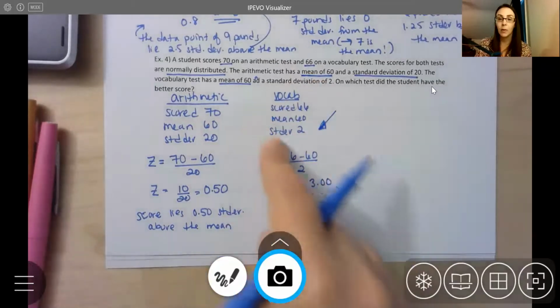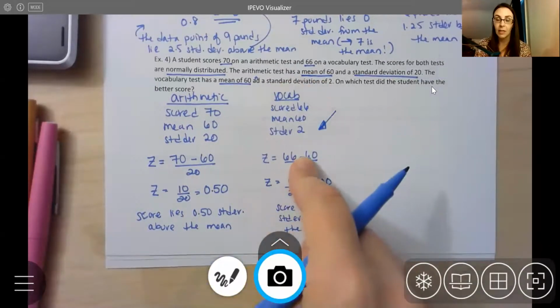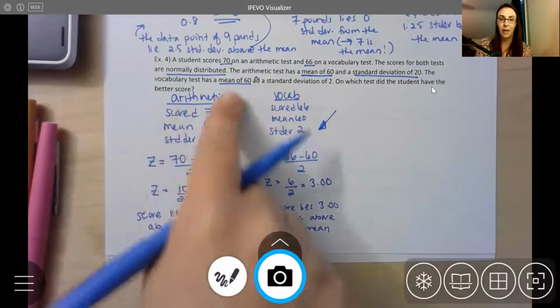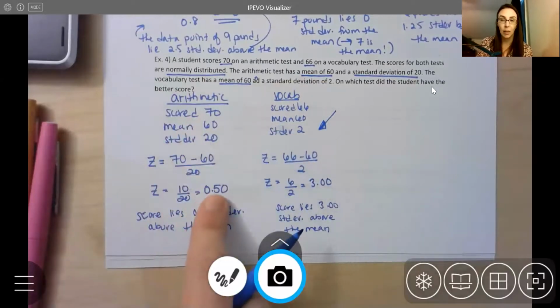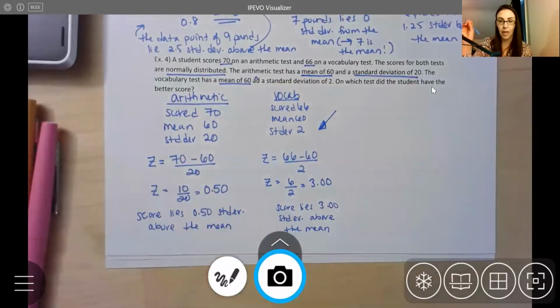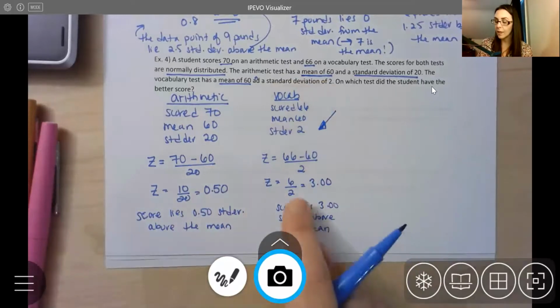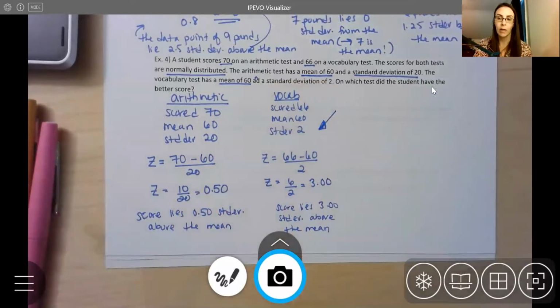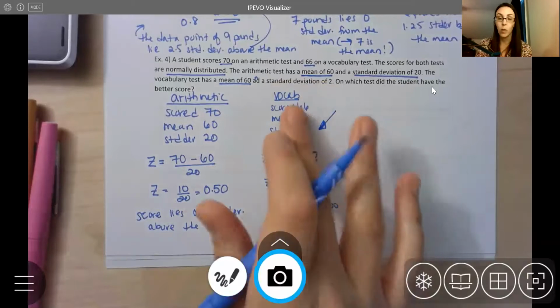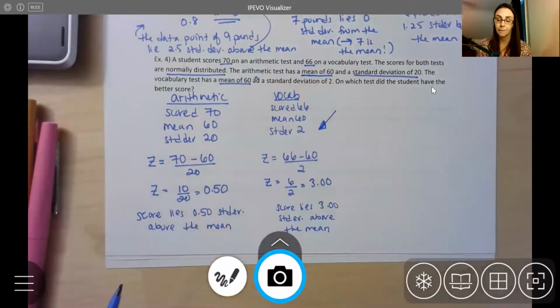So this student probably would have been one of the high flyers in class for this exam, where here, they were probably just a little bit above average, right? They're only half a standard deviation above. Whereas here, compared to everybody else, they were 3 full standard deviations above. So compared to the rest of the group, they did quite well on the vocab test.